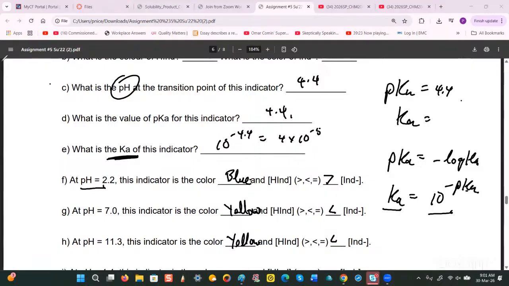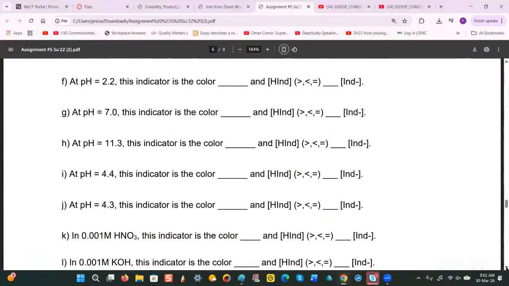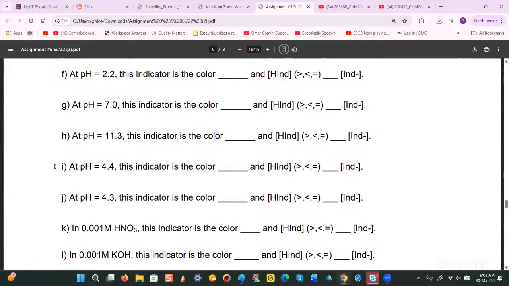All right, let me clear this here and scroll down. Okay. Now, when we get to pH 4.4, what would you expect the color to be? Now remember, pH 4.4 is the transition pH. So that means that you expect to have an equal amount of both IND minus and HIND. So what say you is the color of this solution?